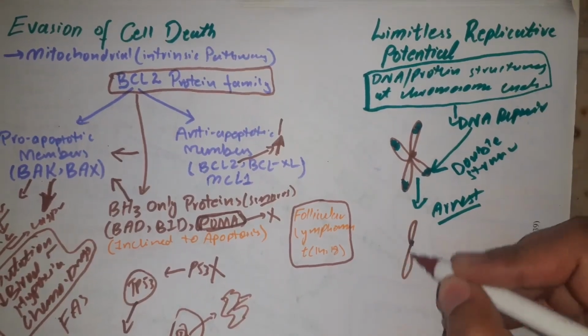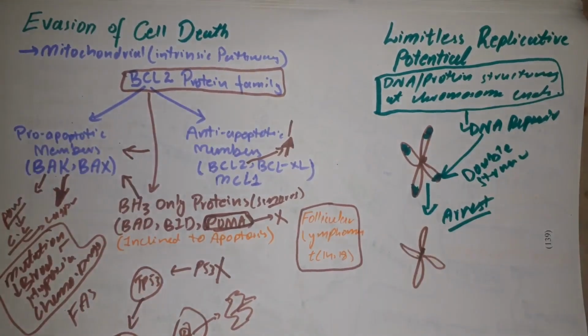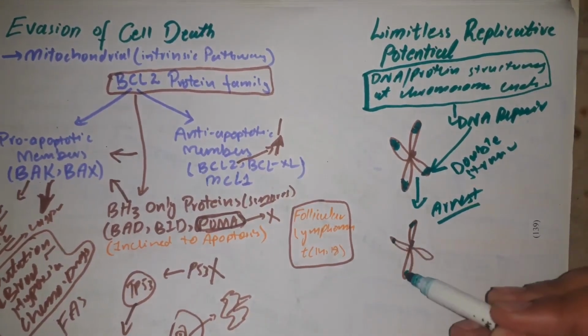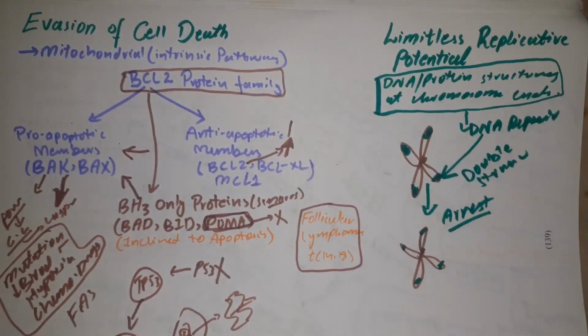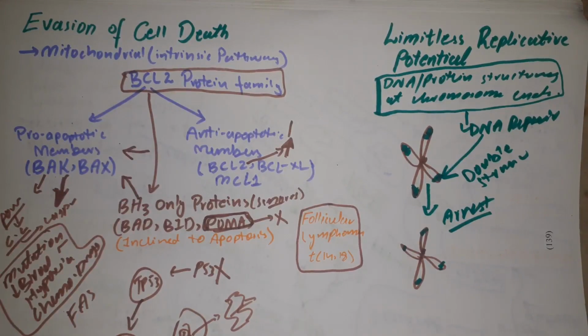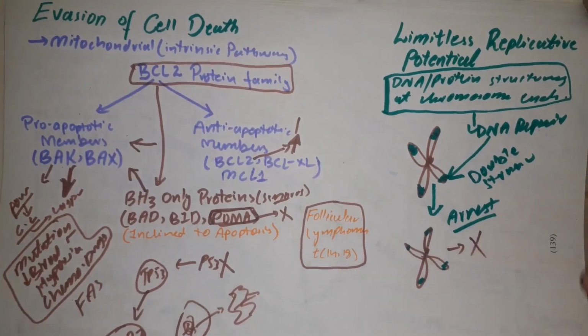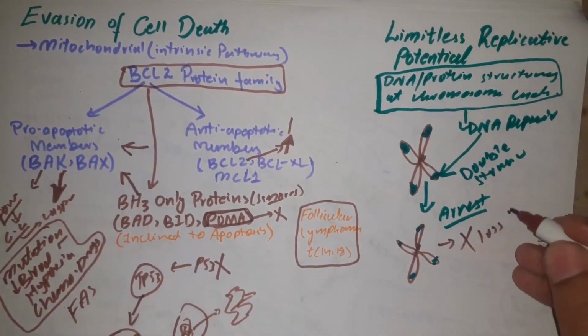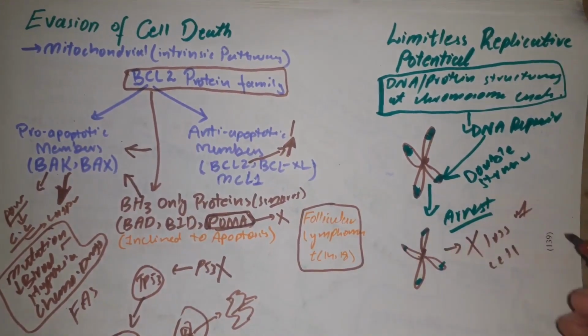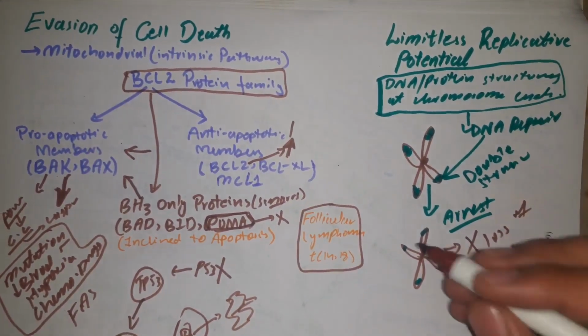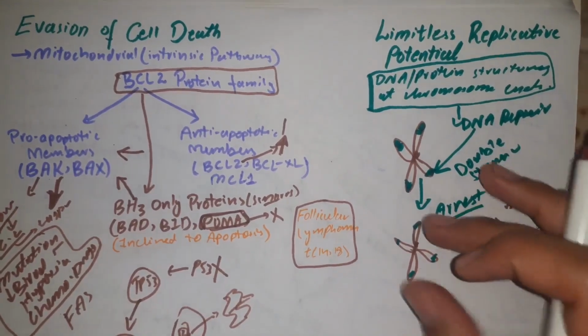In the next division, the telomeres have shortened, and in the next division they will shorten more and more, and as a result a stage will come in which telomere length is too much shortened that the cell is not capable of dividing more, and there is loss of cell division. How is this loss of cell division occurring? Because after losing the telomeres, the DNA repair mechanism becomes active, and it recognizes these ends as DNA double strand breaks.